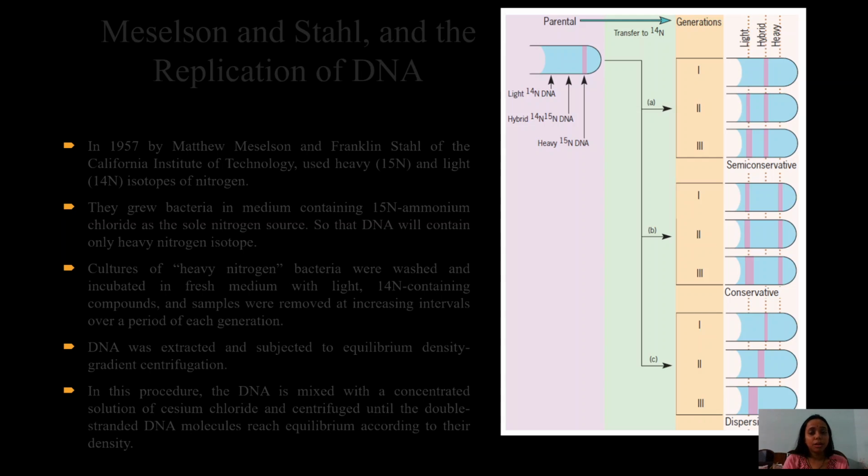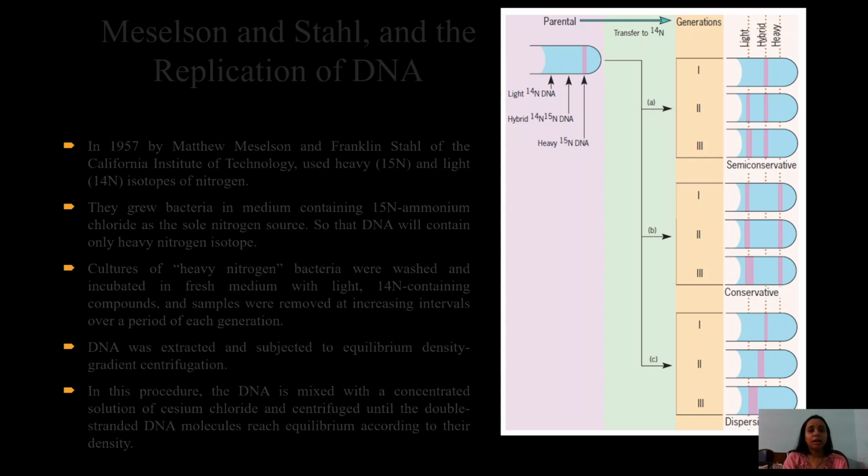With that thinking and knowledge, they first grew the bacteria only on 15N ammonium chloride, which was given as the sole source of nitrogen. They grew the bacteria only with 15N, and for a longer time, so that the entire DNA would get only the heavy isotope. So they grew it for a longer time.